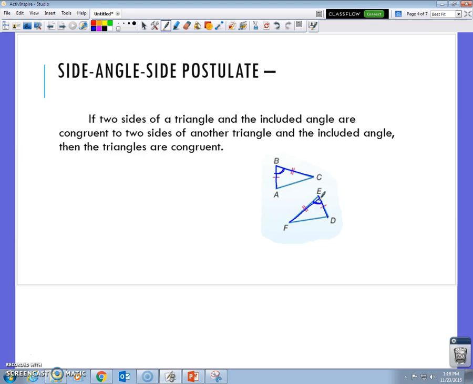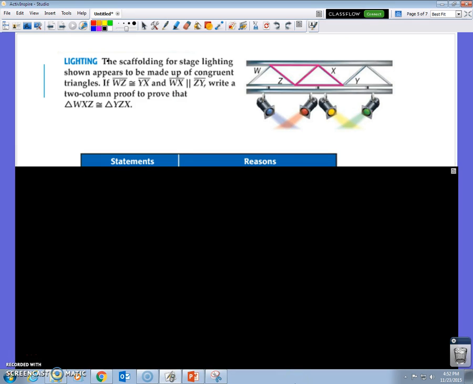Okay, so let's take a look here. Looking at this problem, it says the scaffolding for stage lighting shown appears to be made up of congruent triangles. If segment WZ is congruent to YX and WX is parallel to ZY, write a two-column proof to prove that triangle WXZ is congruent to triangle YZX. Now, I believe there's a typo in this problem, but I want you to see it with me here. I know we're just learning side angle side, and side angle side should be two sides and its included angle.